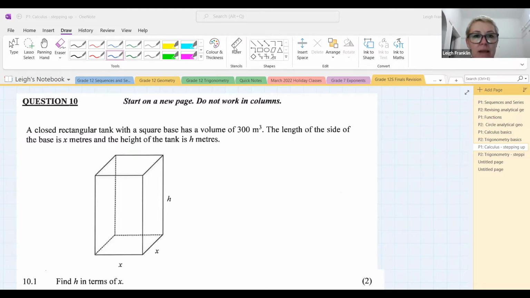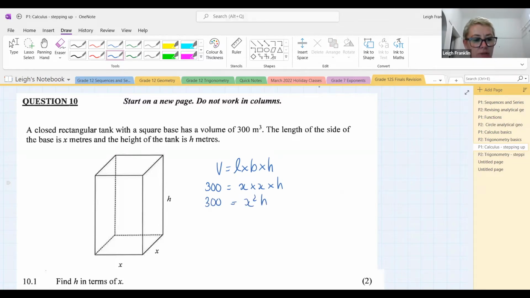So now let's make an equation using volume. We know that volume is length times breadth times height. So we can substitute our 300 in here. We know that that's X, we know that that's X, and we know that that's H. So essentially what we've got is 300 equals X squared H. And now to make H the subject of the formula, we've got to divide both sides by X squared.